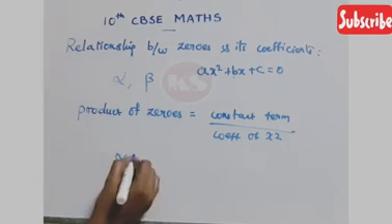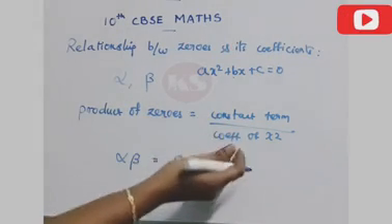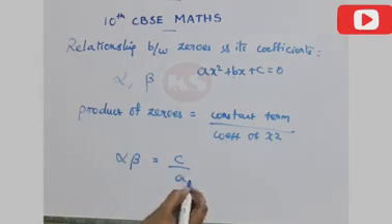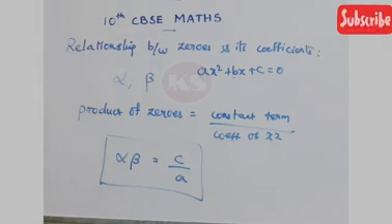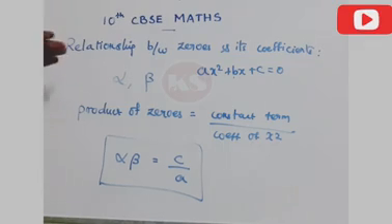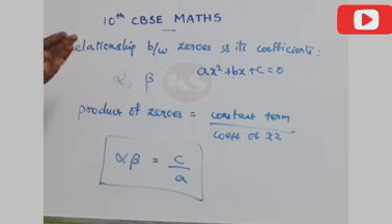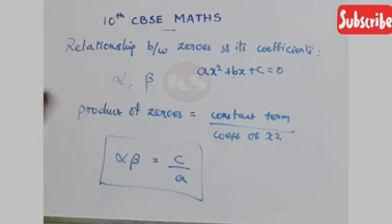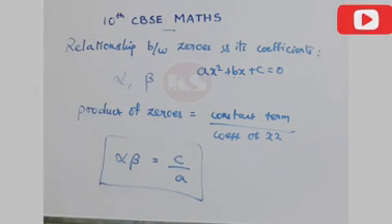So alpha into beta is equal to the constant term, which is c from that equation. Coefficient of x squared is a. So this is the second relationship: alpha into beta equal to c by a. So these are the relationships between the zeros and its coefficients. There are two relations. One is sum of zeros is equal to minus coefficient of x divided by coefficient of x squared. Next, product of zeros is equal to constant term divided by coefficient of x squared.